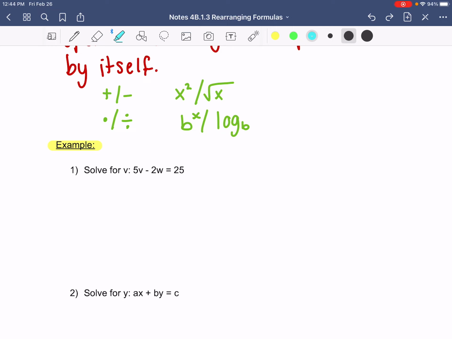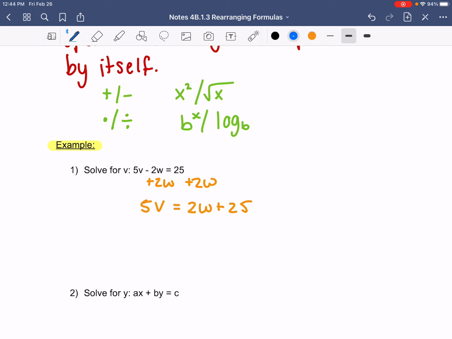So it's attached to a 5, so it's 5 times v, and then it's minus 2w. So you always move whatever's being added or subtracted first. You're going like backwards from PEMDAS. You move anything that's added or subtracted first. So we're going to go ahead and add 2w to both sides. We get 5v equals 2w plus 25. You could write 25 plus 2w. Either way would be the same.